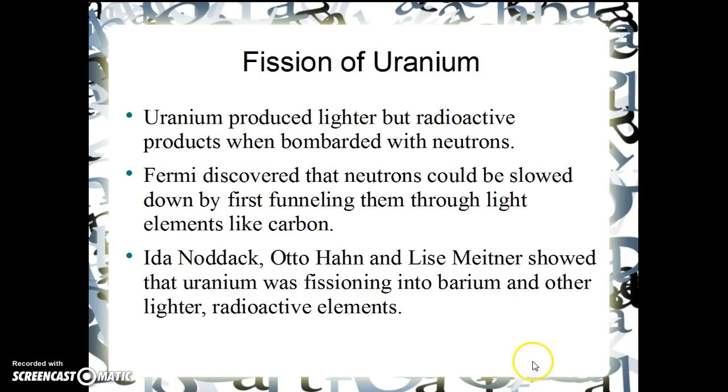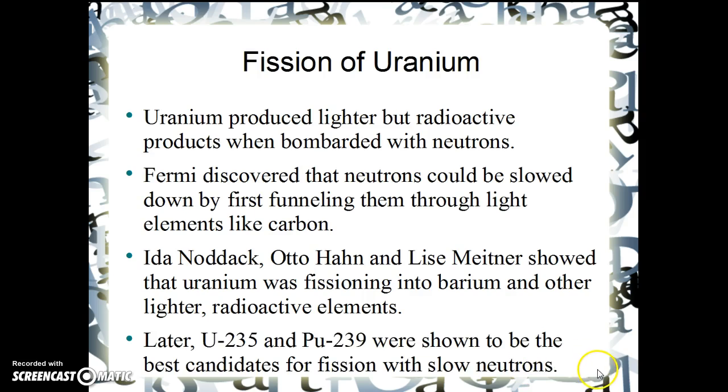Other scientists showed that uranium was fissioning into barium and other elements that are lighter, less massive than uranium. And later, U-235 and plutonium-239 were shown to be the best candidates for fission using slow neutrons as initiators.